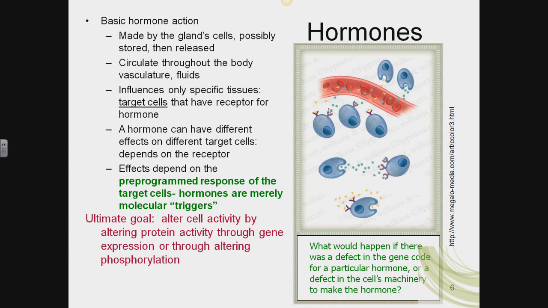What would happen if there was a defect in the gene that codes for a protein hormone? Or what if there was a defect in the gene that codes for the receptor for that hormone? Or what if there was a defect in the cell's machinery to even make the hormone? Well, then it would be as if the signal was lost altogether. If the signal isn't made, if it's not made appropriately, or you can't bind to the signal, any of those ways, it's as if the signal was never released at all.